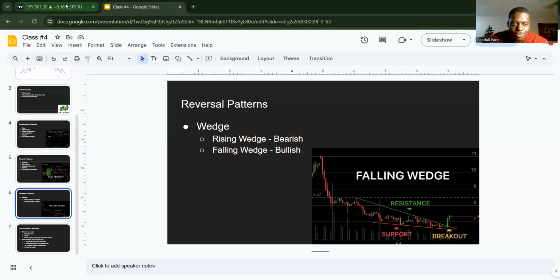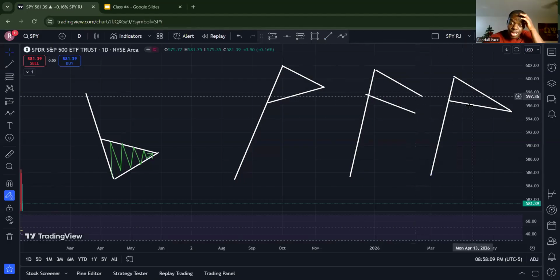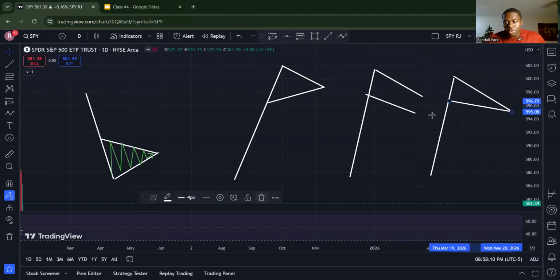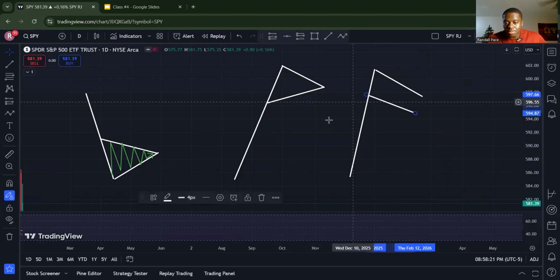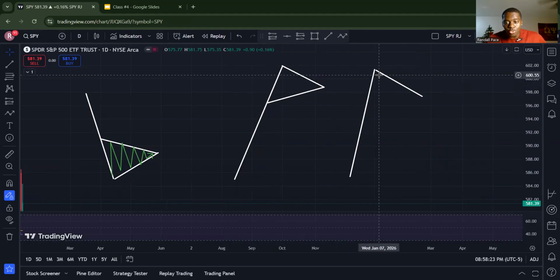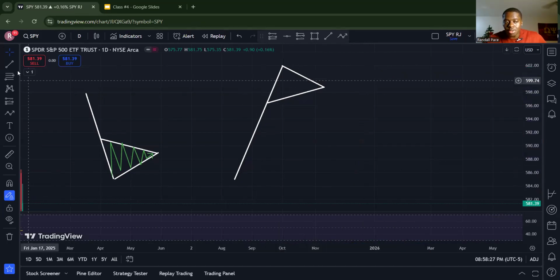Okay, so you have a falling wedge and a rising wedge. Now, don't get confused with the two because they mean the opposite. They mean the opposite. All right, a falling wedge is a bullish pattern. This is why they're reversal patterns. A falling wedge is a bullish pattern.